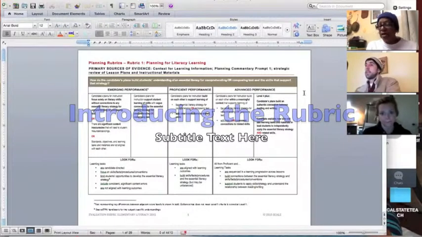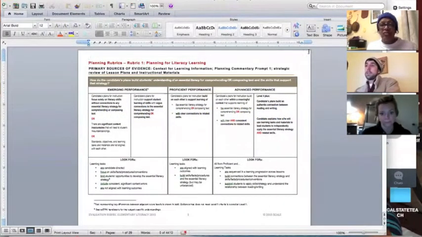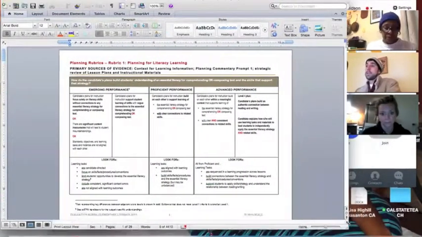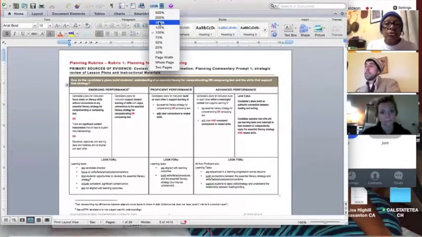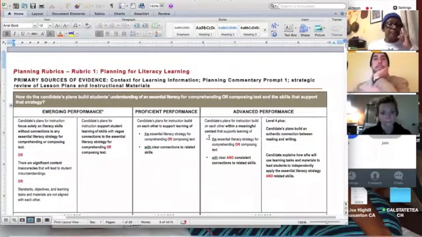These rubrics you get in the TPA Center at Cal State Teach. This part is not a new piece of information. But what I want to show you is how they're looking at this information. Let me make it a little bigger. I have old eyes. Okay, there we go.